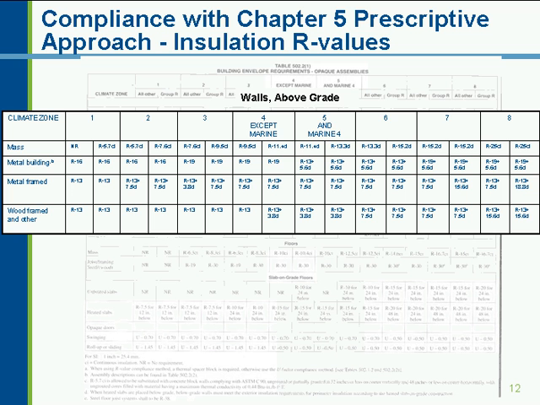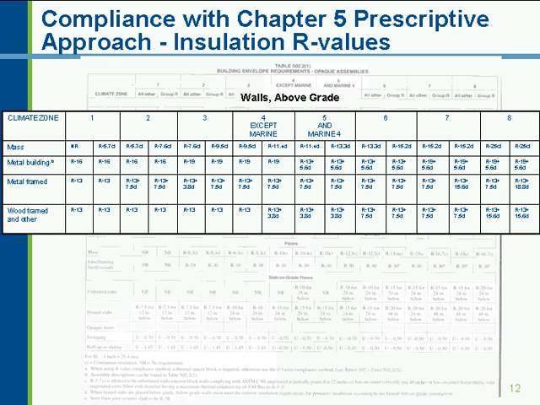For wall assemblies, we have mass wall, metal building wall. Again, that corresponds to the metal building for roof assemblies. Metal framed building, which would be a steel stud wall in a building, and then wood framed and other. This section of the table works the same way as the roof assembly.